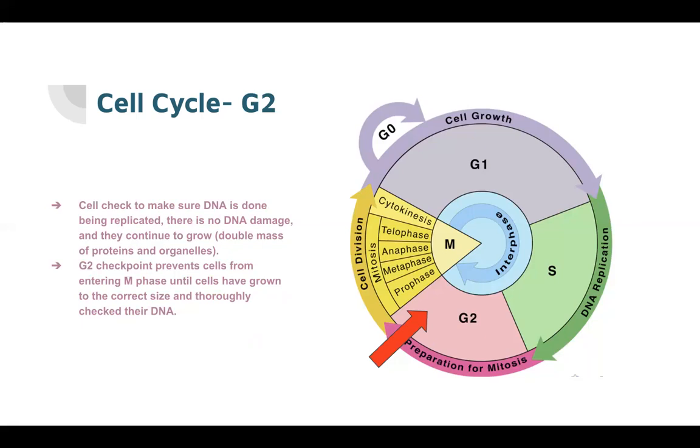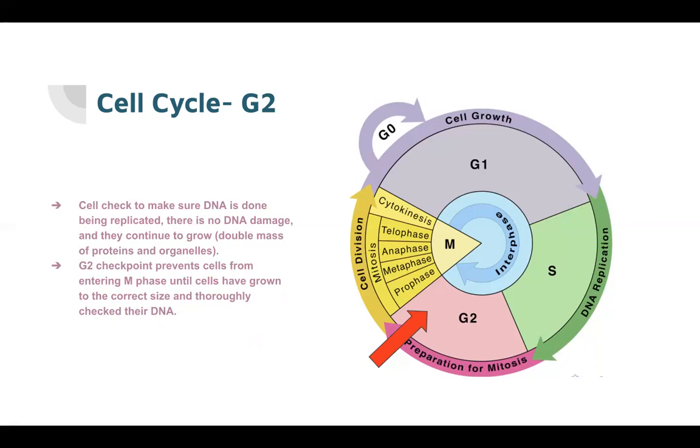And remember, in G2, the cell is going to check to make sure DNA is done being replicated and that there's no DNA damage from replication. And the cell is going to continue to grow, right? It's going to double its proteins and organelles. If we create two daughter cells from mitosis, we can't just take a cell's normal organelle count and split it in half. The cell wouldn't be able to survive that way. So we have to actually double these proteins and double these organelles.